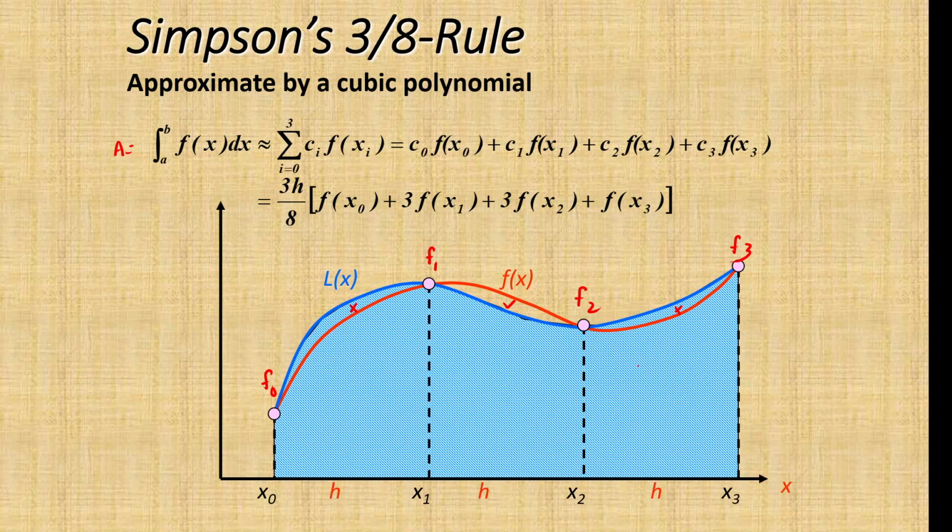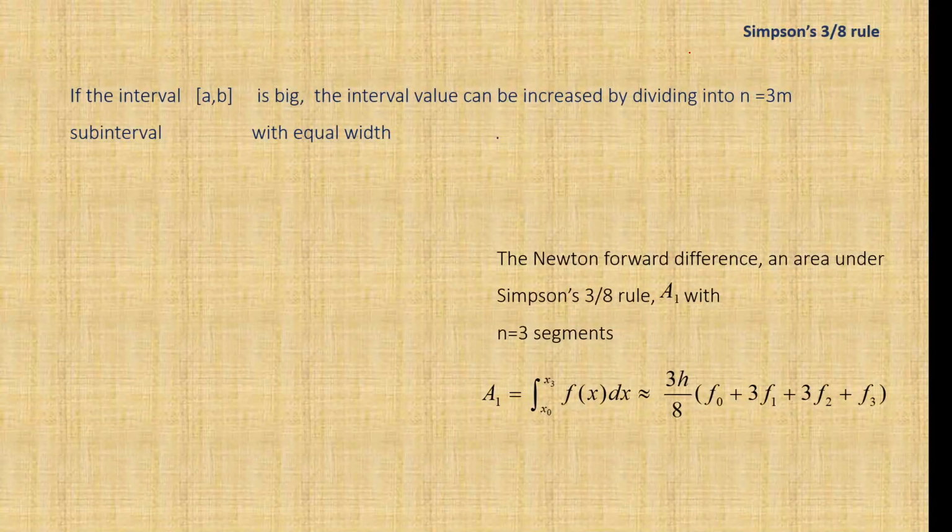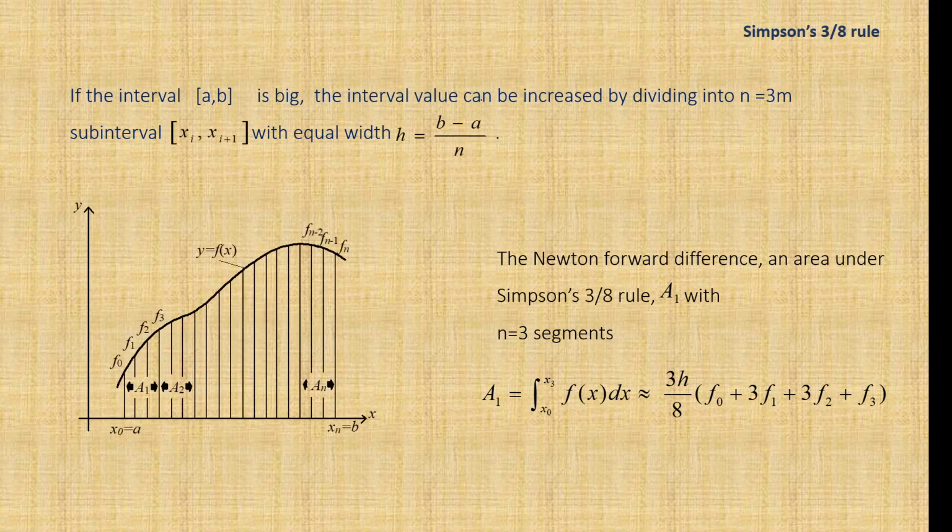So you see the basic structure for Simpson 3/8 is 3. From 3 you may extend it by duplicating: 3, 6, 9, 12, 15, always a multiple of 3. This means n should always be a multiple of 3, so n is 3 times m. Same thing, h is (b minus a) divided by n. And for A1, it must be 3 segments: f0, f1, f2, f3. 3 segments, so 4 data points.